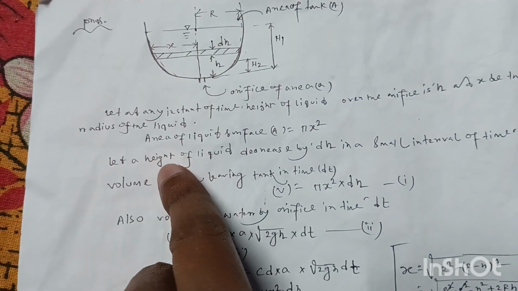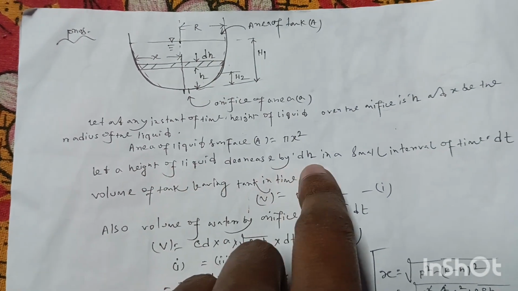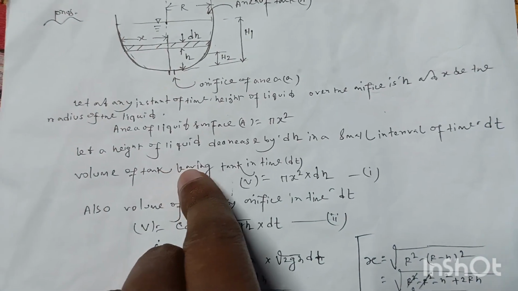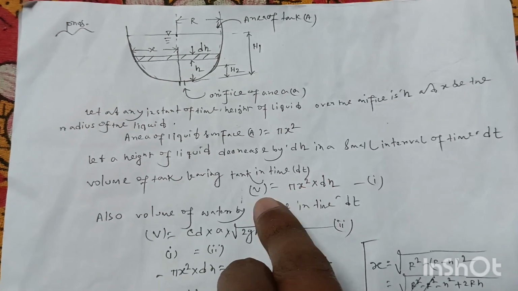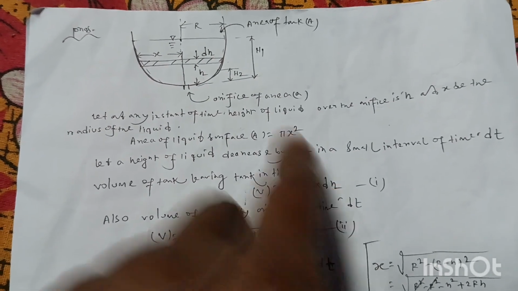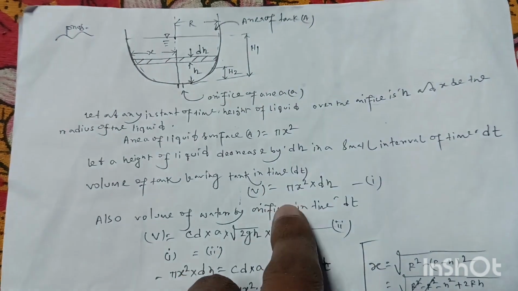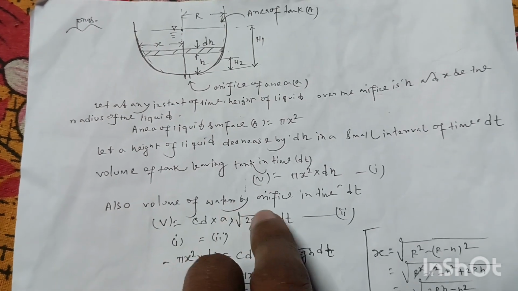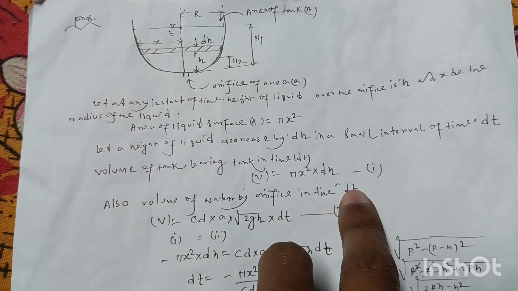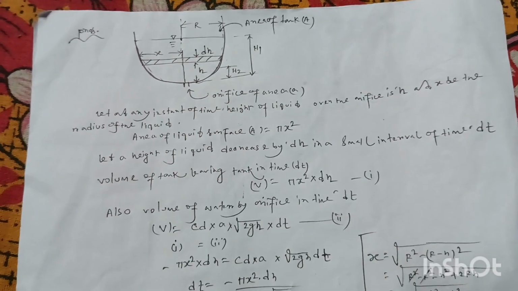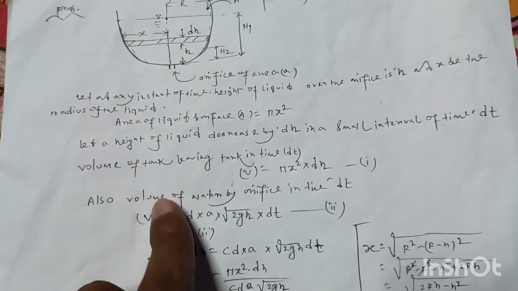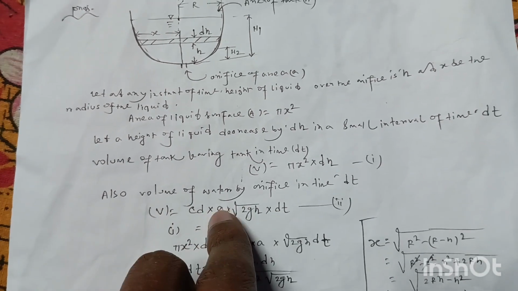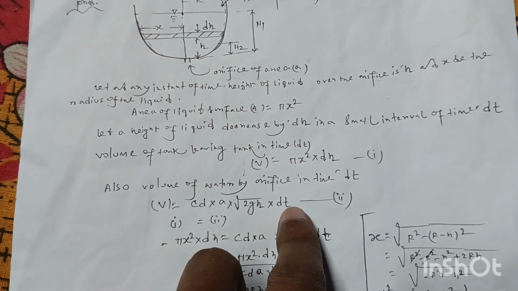Now consider that the height of the liquid decreases by dh in a small interval of time dt. So the volume leaving the tank in time dt will be pi x square into dh, pi x square area and this thickness dh. This is equation 1. Now consider also the volume of water coming down through the orifice in time dt. That will be the discharge for this orifice into time dt. So the discharge will be Cd into a into root over 2gh into dt, that will be equation number 2.